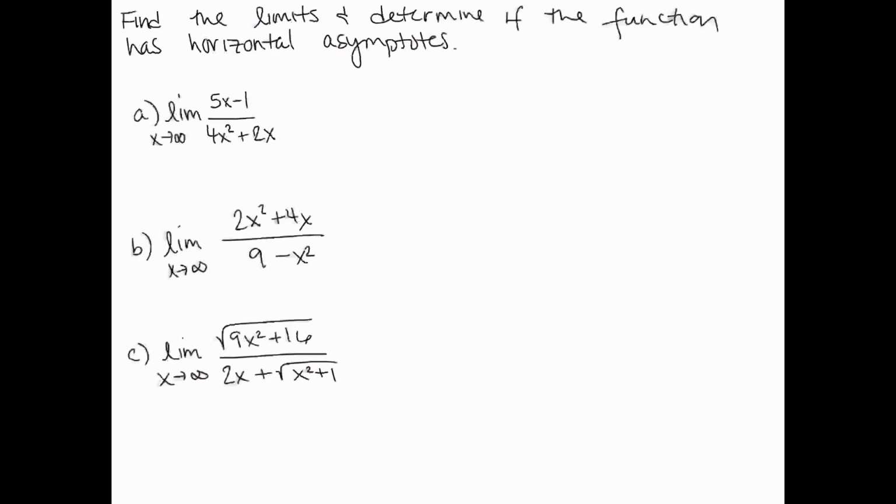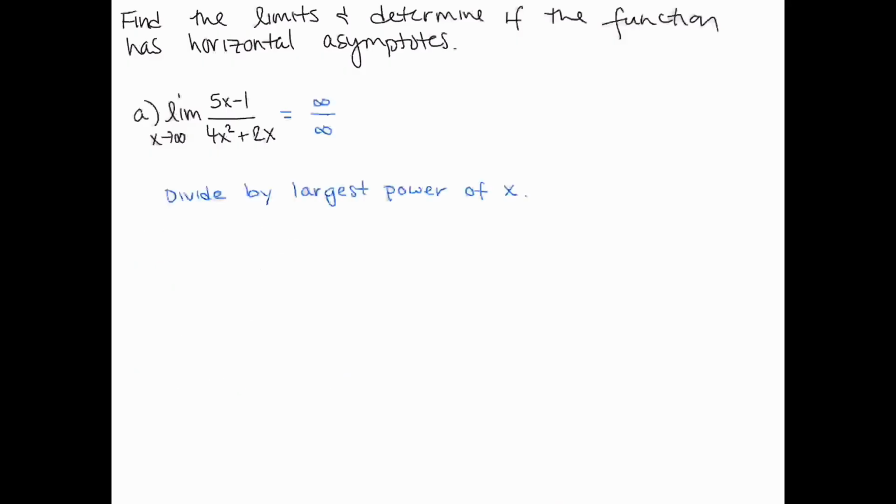All right, so how do we find horizontal asymptotes? Well, we can take the limit as x goes to infinity. So let's find the limits. I've got a list of 3 limits as x goes to infinity, and then we're going to use our answers to determine whether the function has a horizontal asymptote. So let's start with part A. Limit as x goes to infinity of 5x minus 1 over 4x squared plus 2x.